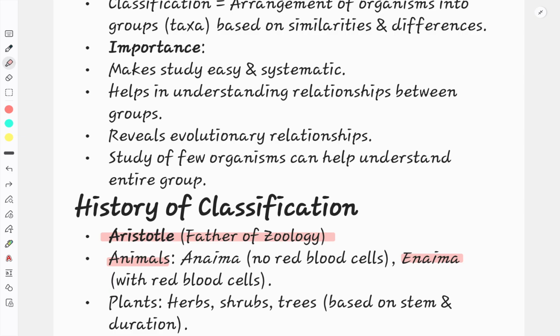It helps in understanding the relationship between the groups. It can be a group of species, a group of genera, a group of families, classes, orders, even phyla.